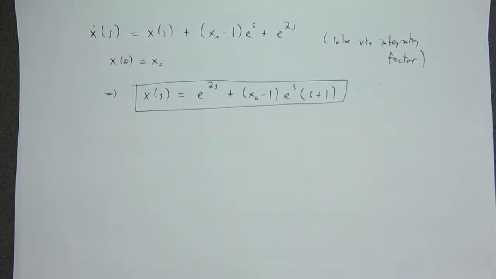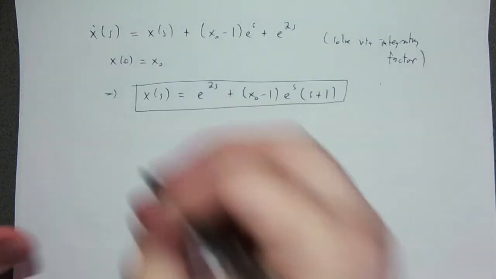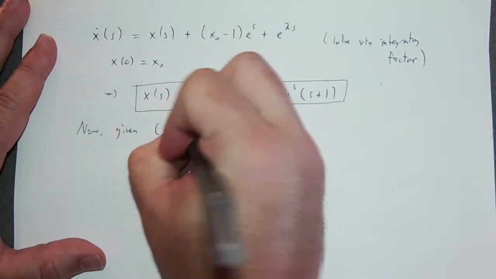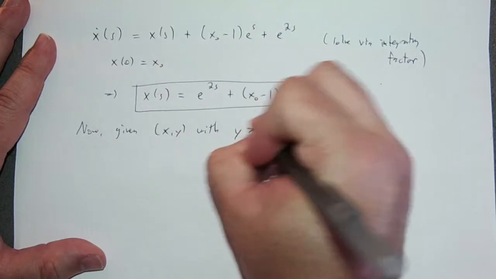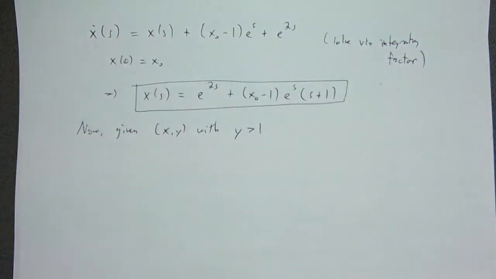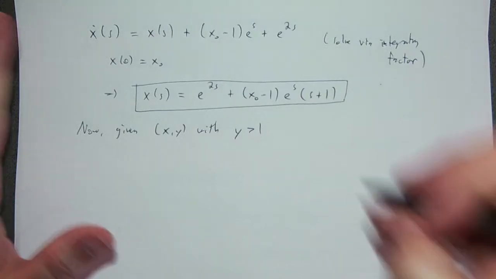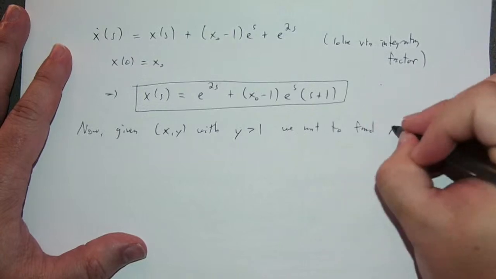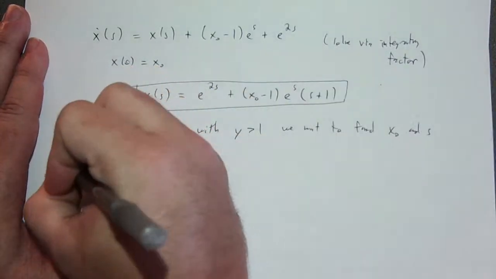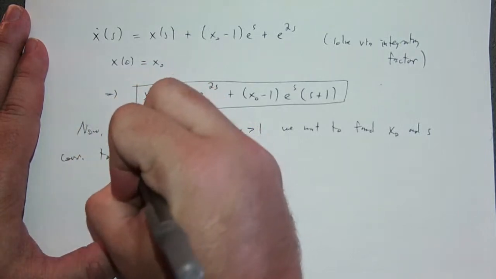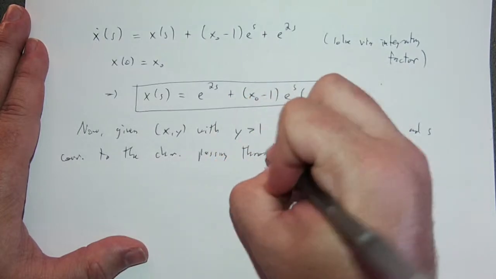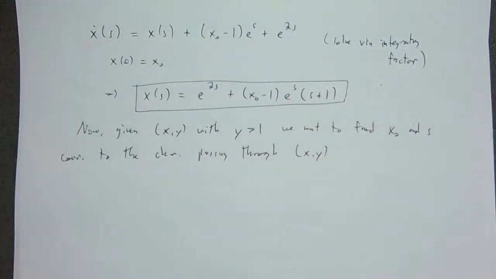Now, let's put all of this together. So now, given x, y with y greater than 1 because we're in the upper half plane shifted up 1, we want to solve. So we want to find x naught and s corresponding to the characteristic passing through x, y. It's what we always did. It's just now our equations, let's revisit this.